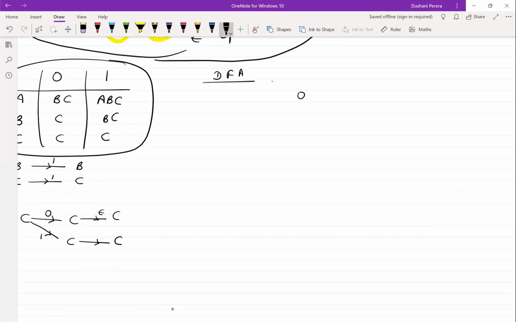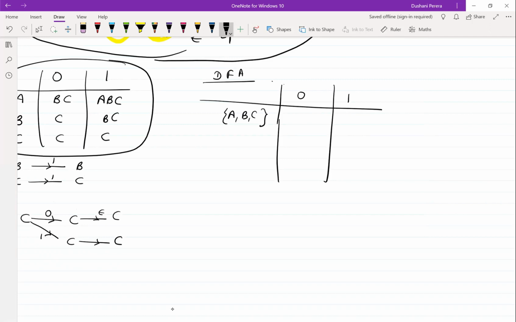So you have 0, 1. What is the initial state of your DFA? The initial state of the DFA will be the epsilon closure of the initial state of your NFA. In the NFA, your initial state was A. The epsilon closure of A is ABC. Therefore, this is going to be your initial state.